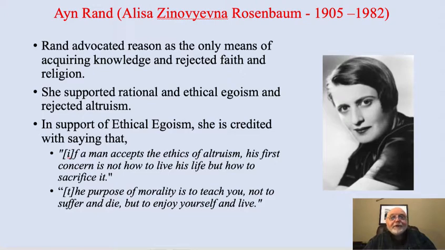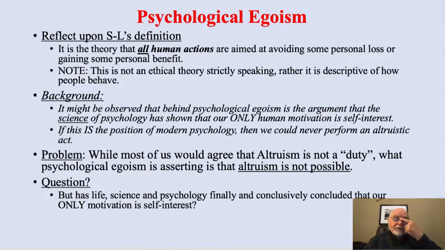Interesting perspective. Well, let's turn our attention to psychological egoism. And again, I'm going to reflect using Adele's definitions. He gives you it as the theory that all human actions are aimed at avoiding some personal loss or gaining some personal benefit. Now, just looking at that, you can see it's basically a description of how people behave. Hence, it's in that first column of descriptive ethics.